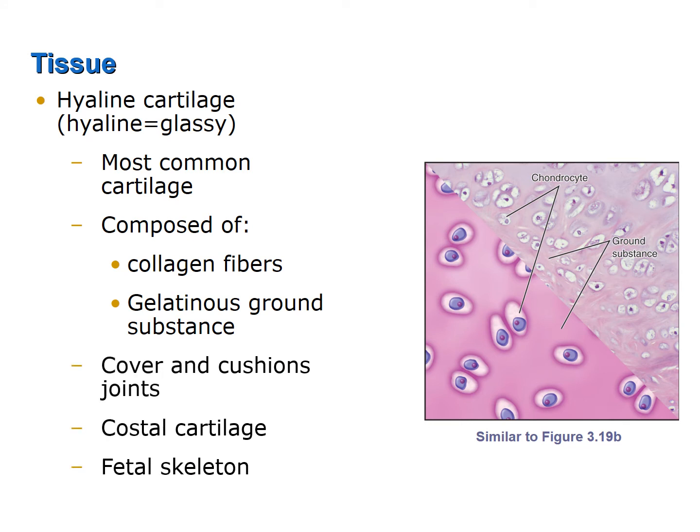You find hyaline cartilage cushioning and covering joints such as the elbow joint, shoulder joint, and knee joint. Costal cartilage, that's the cartilage that attaches the ribs to the breastbone or sternum, is composed of hyaline cartilage, and the fetal skeleton originally was composed of hyaline cartilage before that cartilage is converted and replaced by bone.